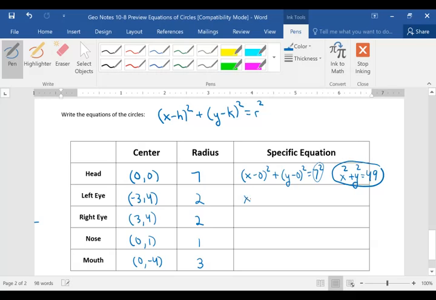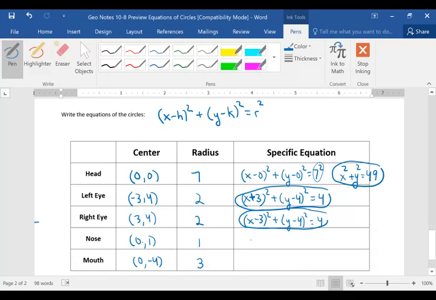Left eye: x minus negative 3 quantity squared plus y minus 4 quantity squared equals 2 squared. But instead of writing it as 2 squared, let's write it as 4. Right eye, x minus 3. Oh, I think I wrote this one wrong. This should be minus negative 3, which is plus. X minus 3 quantity squared plus y minus 4 quantity squared equals 2 squared. Again, write it as 4.